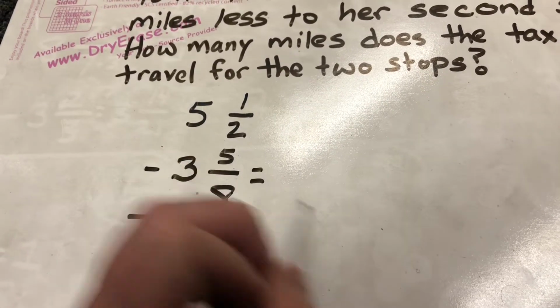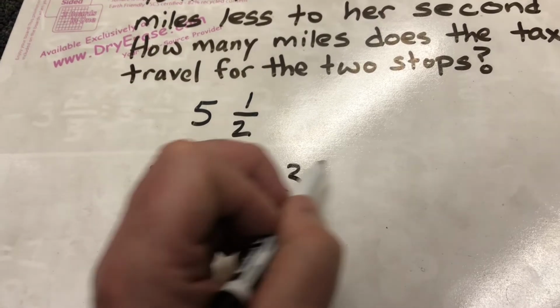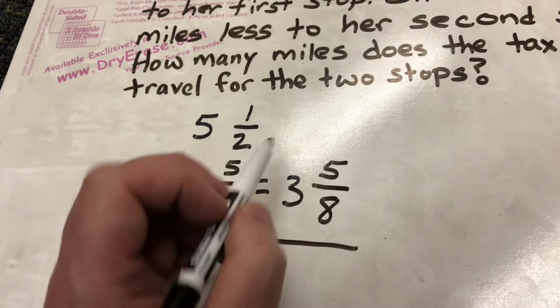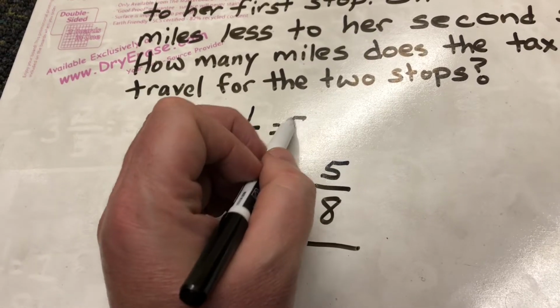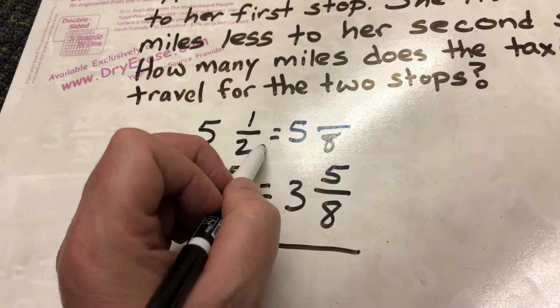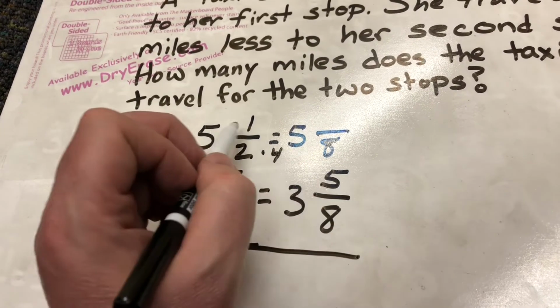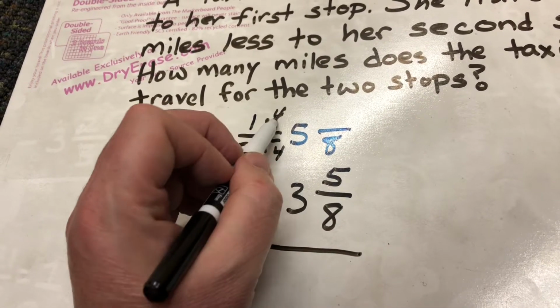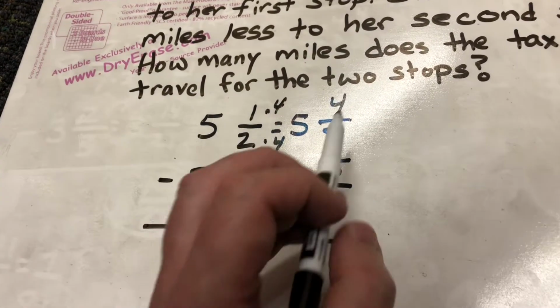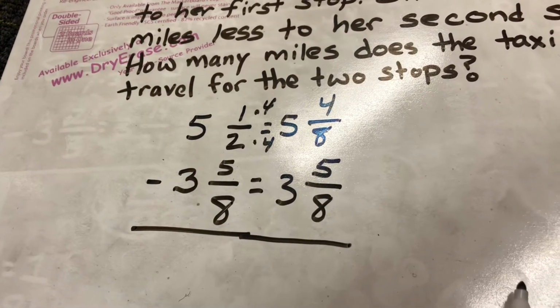Well, 8 times 1 is 8, and 2 will work with 8, because I know that 2 times 4 is 8. So my 3 5/8 is going to stay 3 5/8, and my 5 1/2 is going to become 5 and something over 8. Well, it's 2 times 4 to get 8, and 1 times 4 makes 4. Well, I can't do 4/8 minus 5/8.